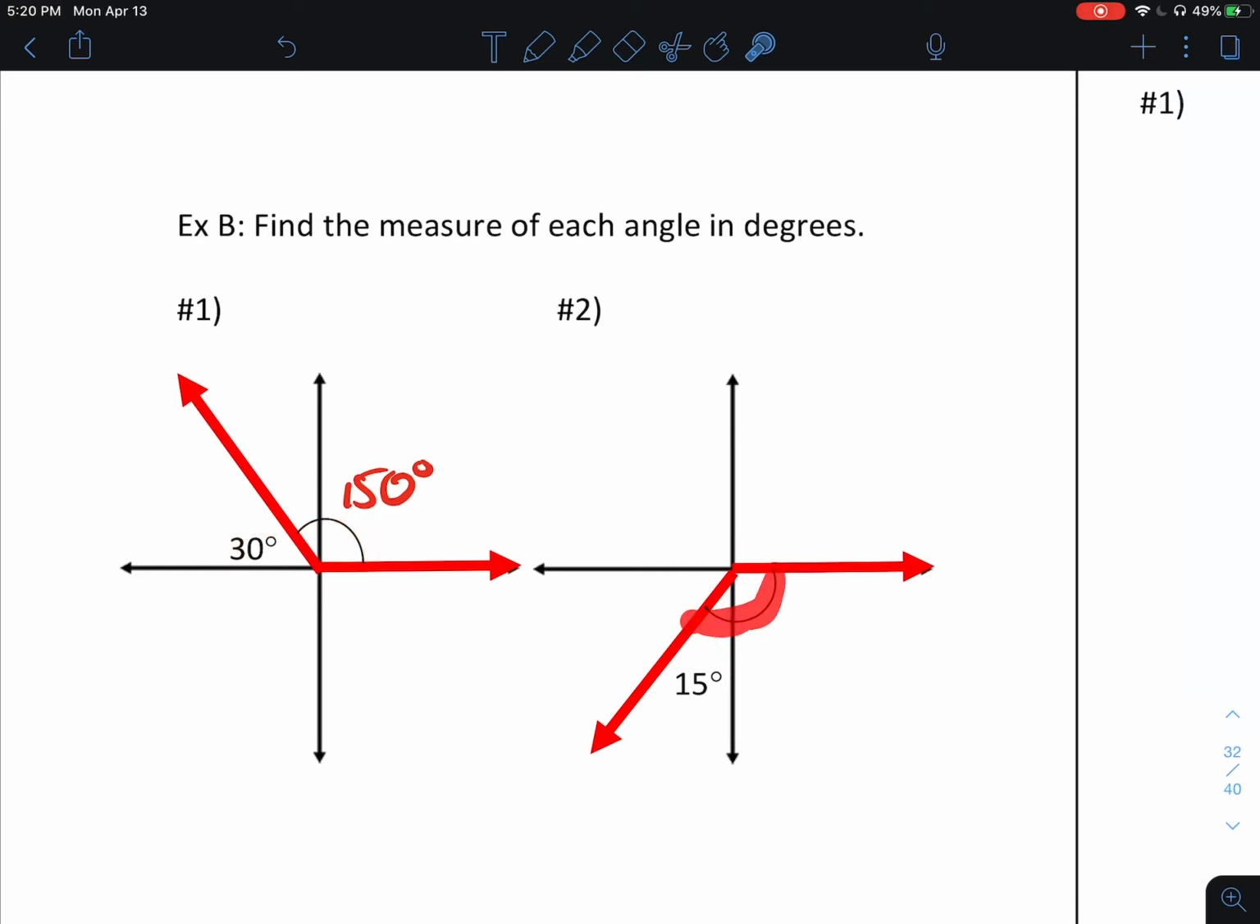Down here, this is in the negative direction. We're assuming these are in standard position, so it went this way. So we know our answer is going to be negative. From here to here is 90. Here to here is 15 more. That makes this whole angle negative 105 degrees.